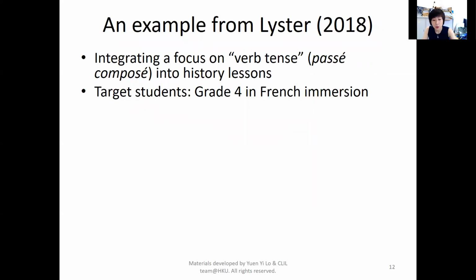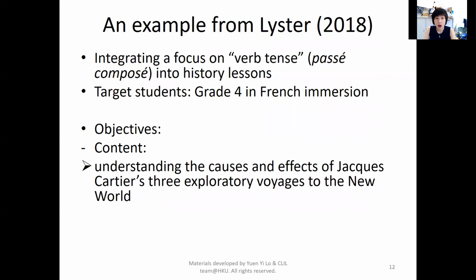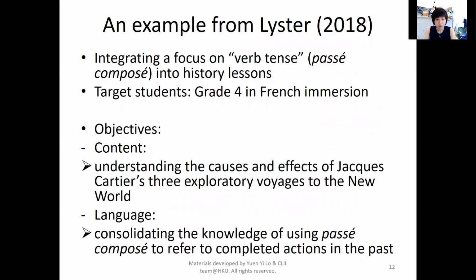Again, I would like to refer to an example from Lister's work to illustrate the CAPA sequence. This history unit is for grade 4 students in French immersion programs. The content objective is to understand the causes and effects of Jacques Cartier's 3 exploratory voyages to the New World. And the language objective is to consolidate students' knowledge of using past tense in French.